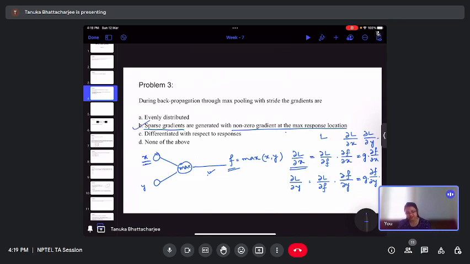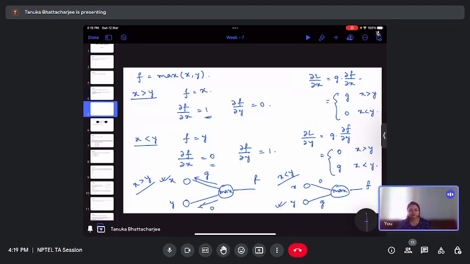So, this is basically the case when you are doing max pooling and you want to back propagate your error through that max pooling layer. Then you get a sparse gradient for the loss with non-zero gradient at the max response location. I hope the derivation is clear to everyone. If you have any doubts, you can ask at any point.